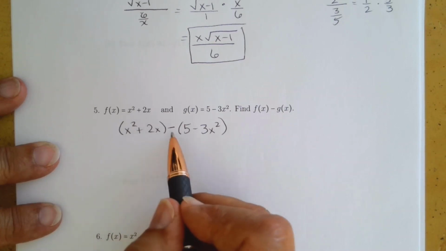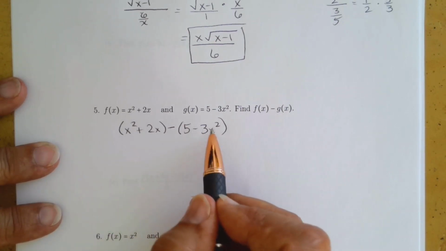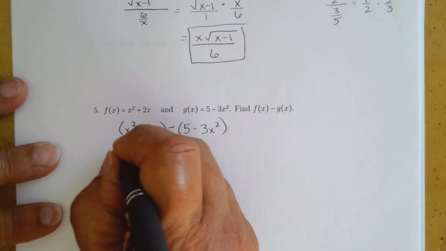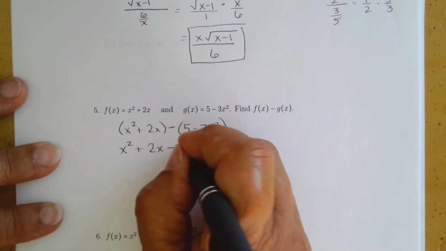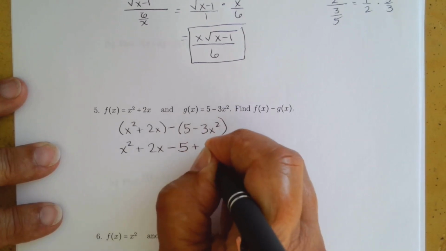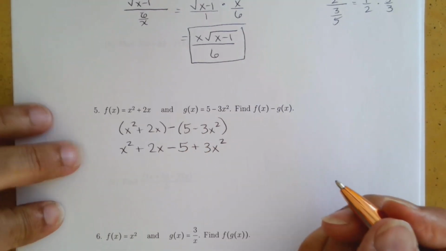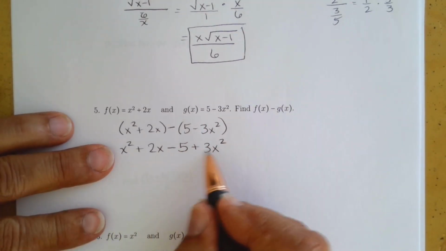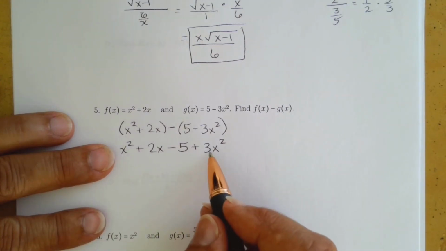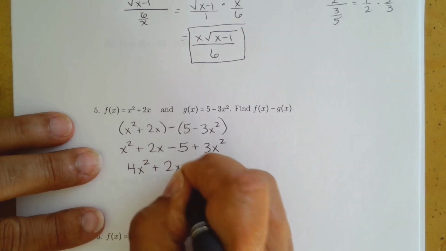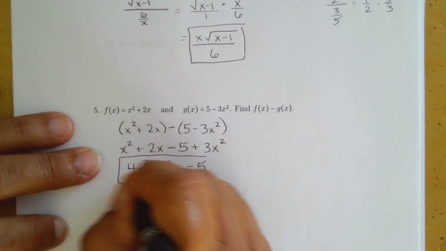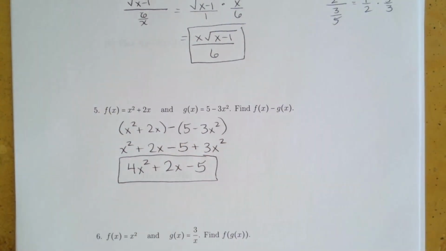So these are going to stay the same, but minus here means both of those signs have to change. So you have x squared plus 2x, and then this is going to become minus 5, and that's going to become plus 3x squared. Now you can add your like terms, and the only like terms I see are x squared plus 3x squared, which is 4x squared, and then you have the 2x and the minus 5. There's nothing you can add to those. Okay? So that's that.